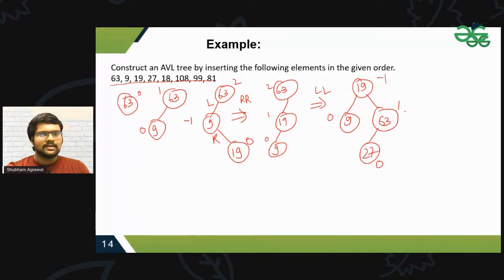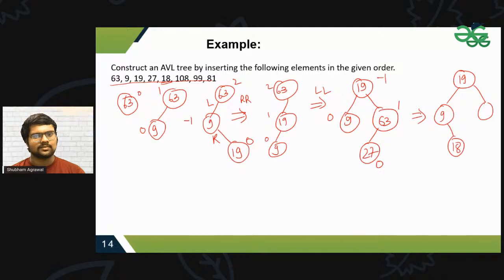Okay, now 18 will be compared with 19. So 19 is greater than 18, so 18 will go to the left subtree, so it is 9. So 9 will be compared with 18, so 18 is greater than 9, so 18 will be inserted here in the right of 9. Then we have 63, and then we have 27. Now when we compute the balance factor, it is 0, it is 0, it is -1, it is 1, and it will be 0.